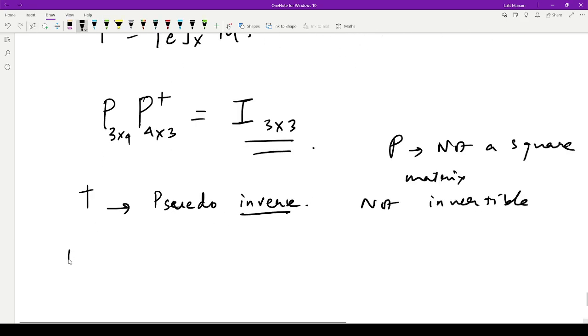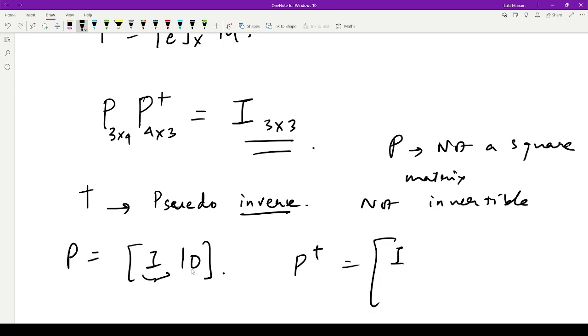So in our case, P was pretty simple: I 0. So P pseudo inverse is just trying to take the inverse of this identity matrix, and we know by inspection here itself that multiplying this 0 vector with any vector gives 0. It doesn't matter here. So it's always a zero in the P pseudo inverse at the bottom? Yeah, for this case, you can take it as 0.